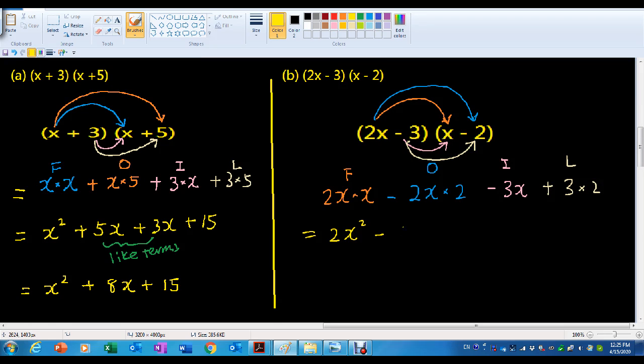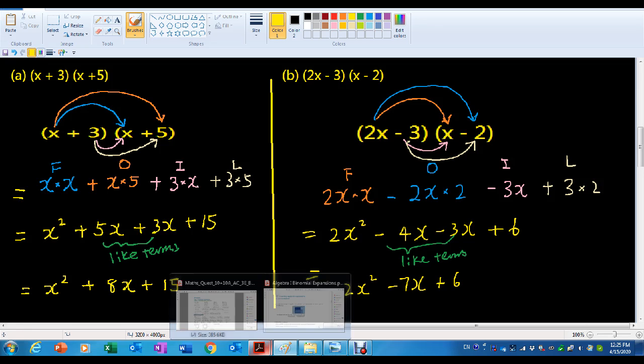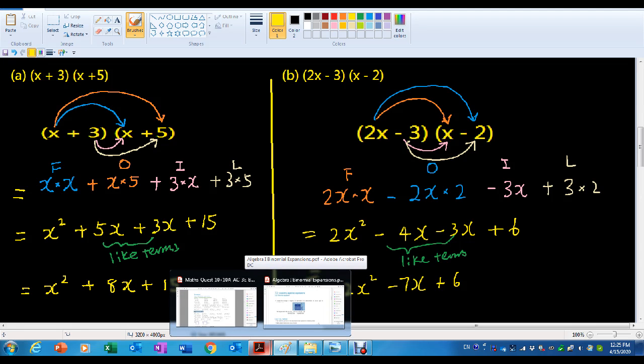2x times 2 means 4x. So minus 4x minus 3x plus 6. These two are like terms, right? Think about it: minus 4 minus 3 is minus 7, isn't it? So minus 7x plus 6. So that's the other question we've done. We've tried these two examples.